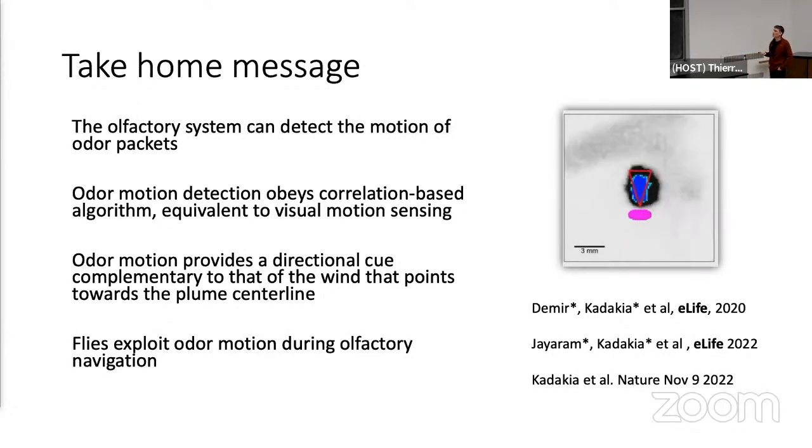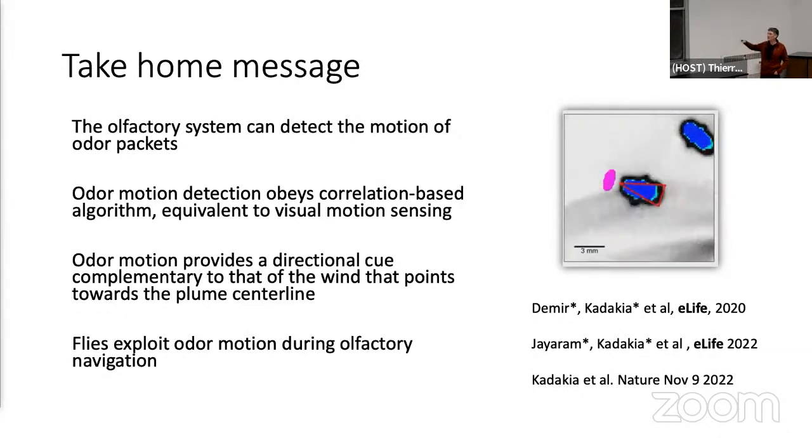Also, odor motion provides a local directional cue that's complementary to the wind direction. And that's very interesting, not just for animals, but also if you build robots. So if you're building autonomous navigating robots, you do want to add the odor motion sensing capability to your robots. And actually in the paper, we added simulation of very simple robots, turn right, turn left, etc., based on the sum of the direction of motion, and they do much better. And it's very clear that the flies are actually exploiting this odor motion during olfactory navigation.